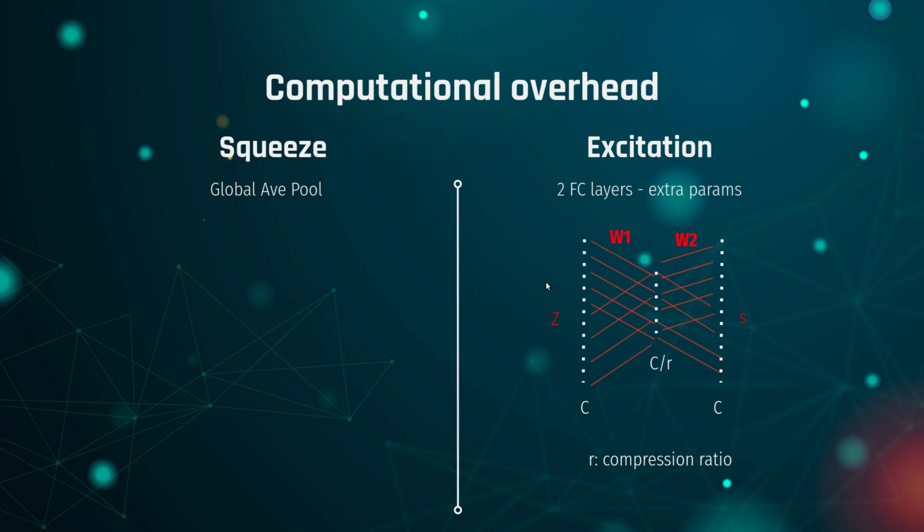Okay, so we're going to talk a little bit about the computational overhead. When you think back to the squeeze, what is it? It's just a global average pool. So there is no extra parameter. It's just averaging the information in the block, right? So this is a minor thing. And the excitation is more problematic, because it's a fully connected layer. We know that fully connected layers always introduce a lot of parameters. But the thing is, it depends on where you apply your excitation block.